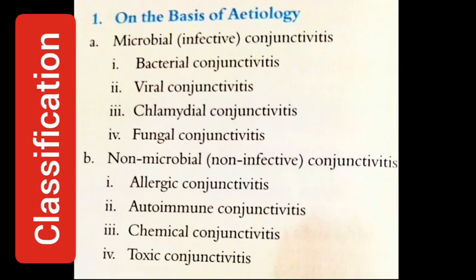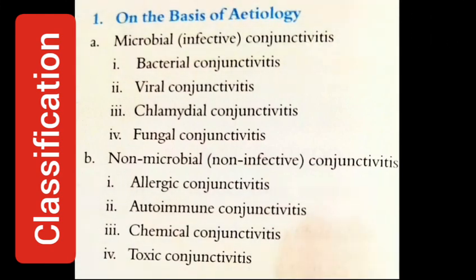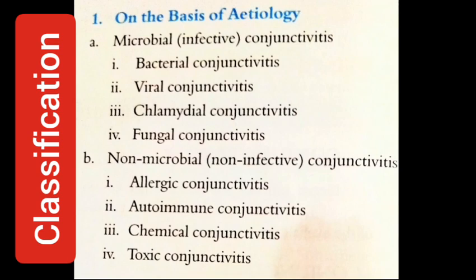The next is on the basis of etiology, and it is microbial conjunctivitis and non-microbial conjunctivitis. Microbial conjunctivitis would be bacterial conjunctivitis, viral conjunctivitis, chlamydial conjunctivitis, and fungal conjunctivitis. And non-microbial causes may be allergy, autoimmune conditions, chemicals, and there may be any toxin.